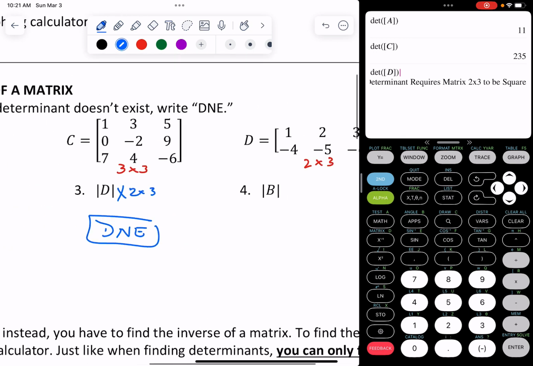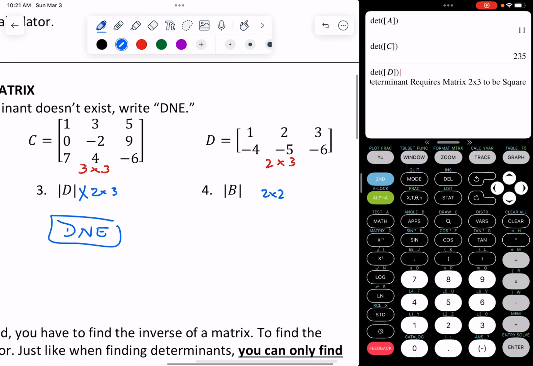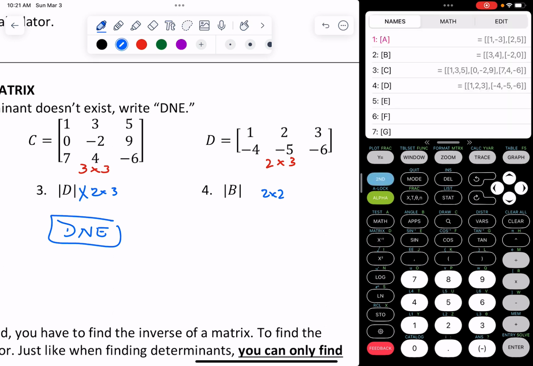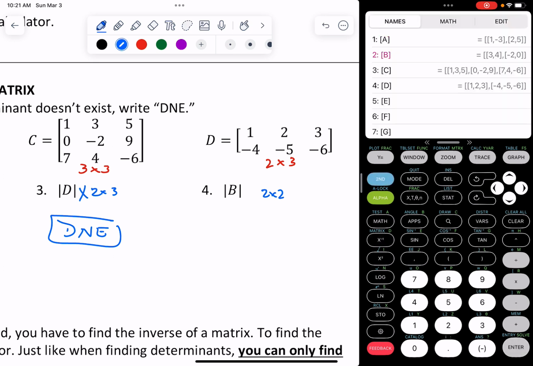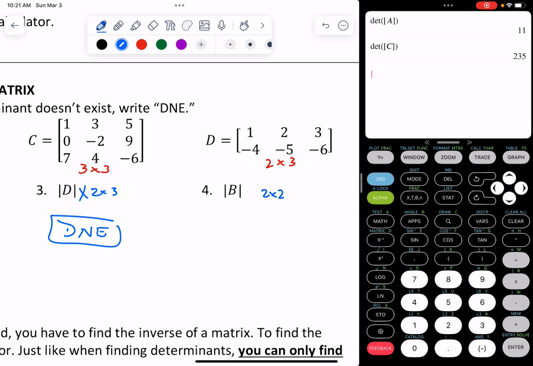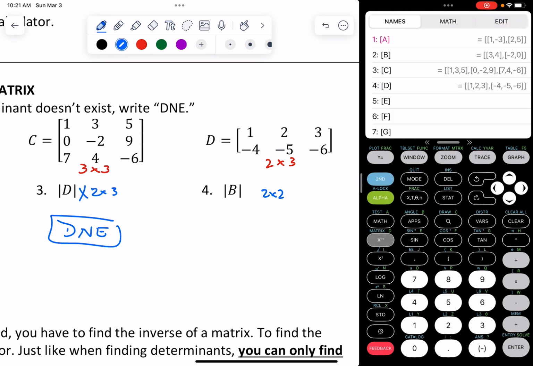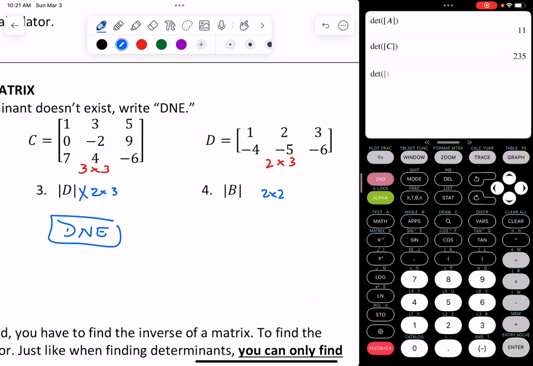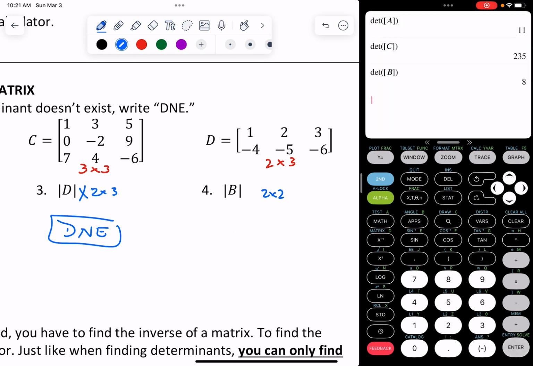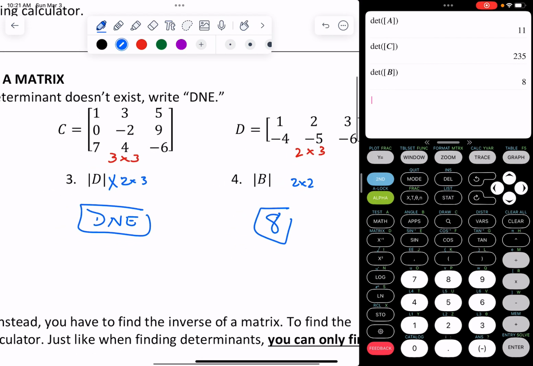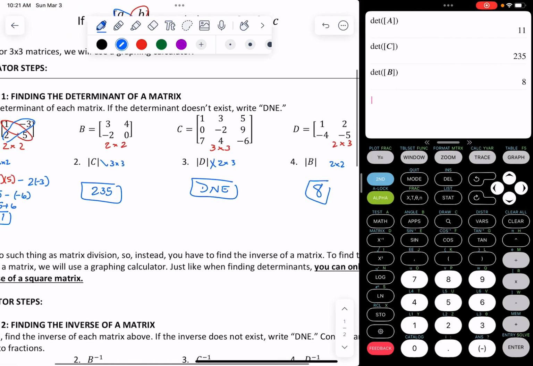And if we check B, B is 2 by 2, which we could do by hand if we wanted to, or we go second matrix, math, determinant, second matrix B. Oops, let's try that again. Second matrix, math, determinant, second matrix B. This one is 8. So that's how we can find determinants.